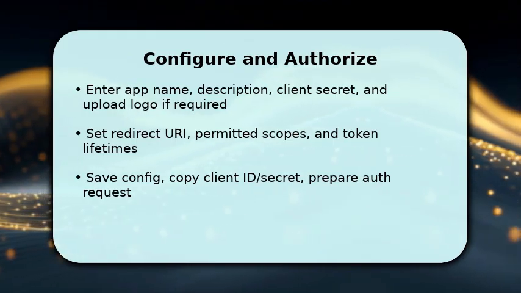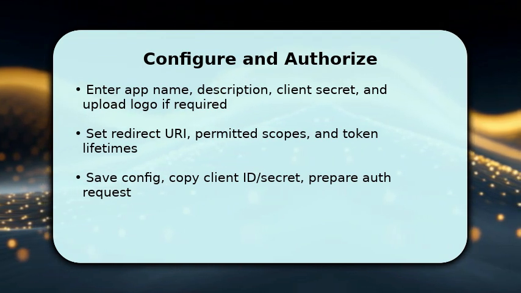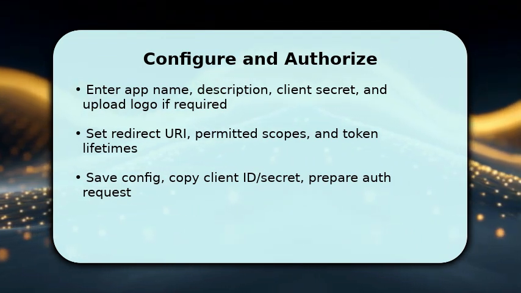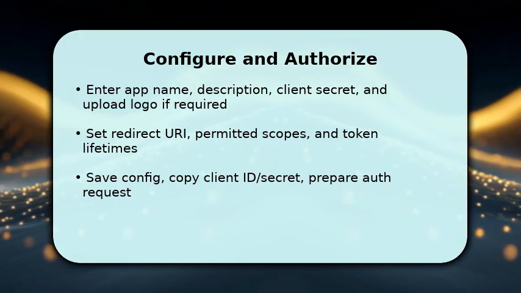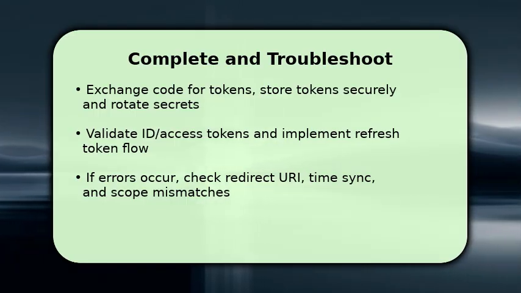Then construct an authorization request URL using response type and scope, and test it in a private window to finish by exchanging the authorization code for tokens at the token endpoint and store them securely. You will need refresh tokens for long sessions. Validate the ID and access tokens, inspect claims, and implement token refresh and error handling.